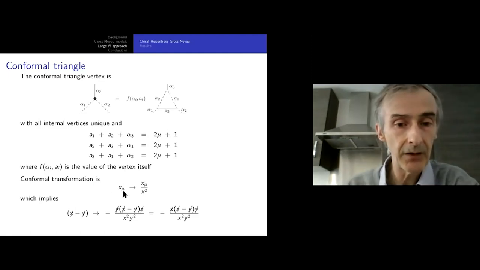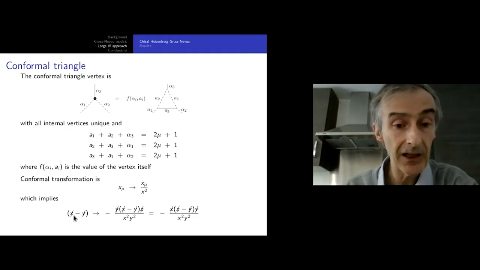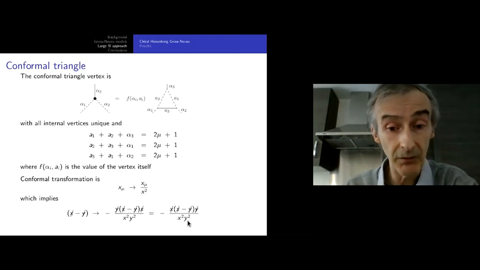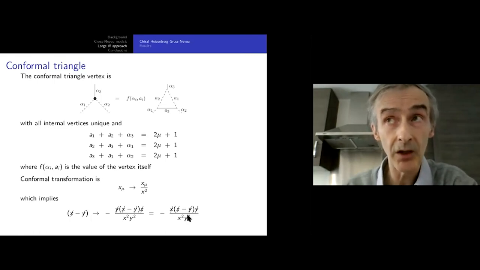You say x goes to 1 over x, but for a vector, it's x mu goes to x mu over x squared. Or if you take what would happen in a propagator, x slash minus y slash goes to x slash minus y slash over x squared y squared, with a minus sign. But if you bolt a lot of these together, with a y slash minus z slash, there'll be a y slash here and another y slash for the next propagator. So the pair of y slashes cancel off a y squared. So you retain the same string of gamma matrices round a diagram after conformal transformation as the original diagram, purely because there's no gamma matrix in the vertex. And that allows a lot of tricks to be used.